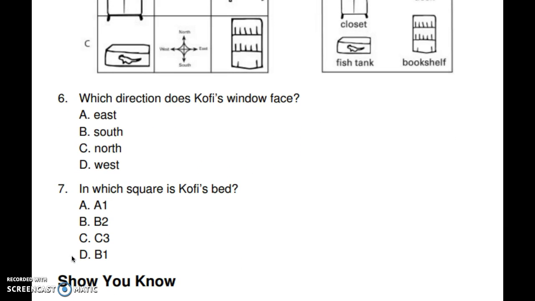Number 7, in which square is Kofi's bed? A, A1, B, B2, C, C3, D, B1.